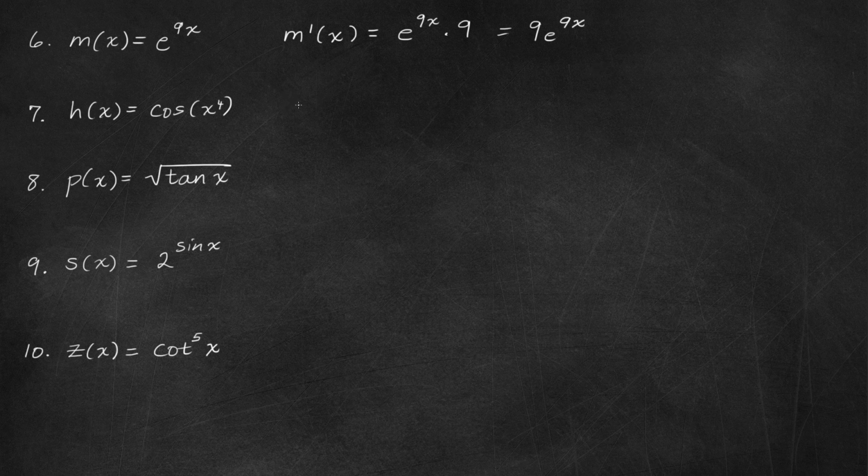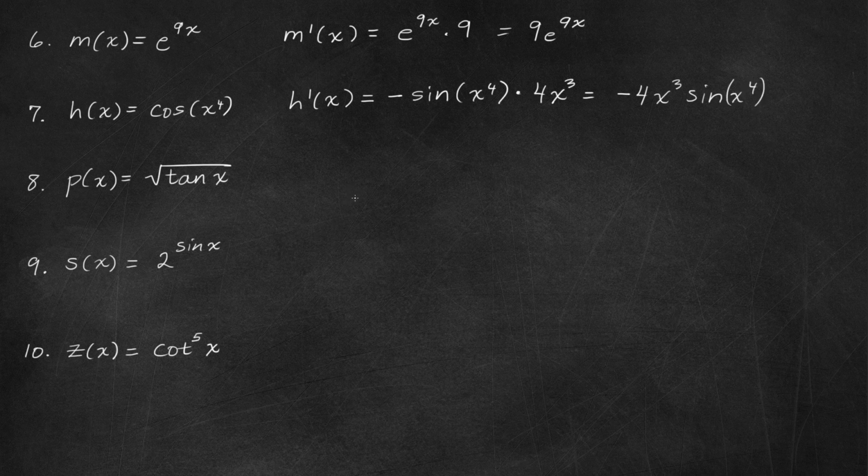Number 7, h of x equals cosine of x to the 4th. So h prime of x, I'm going to need chain rule here as well because this is cosine of stuff. The derivative of cosine of stuff is negative sine of stuff times the derivative of the stuff. And the derivative of x to the 4th is 4x cubed. So we simplify this, we get negative 4x cubed times the sine of x to the 4th.